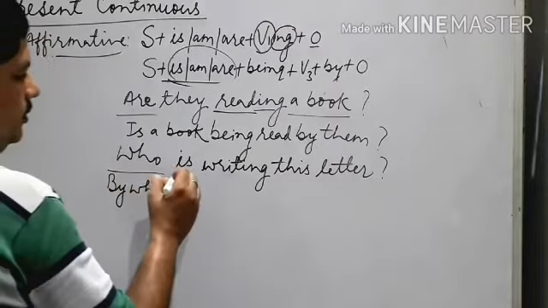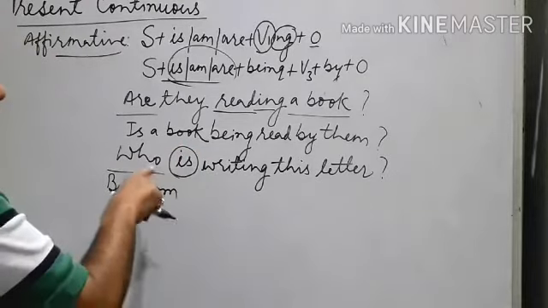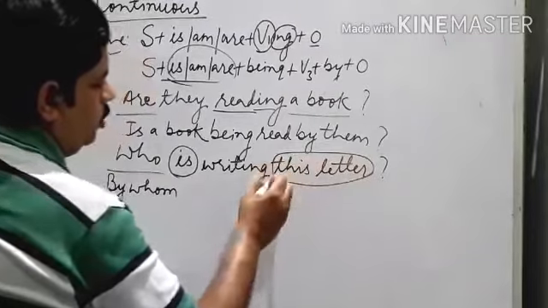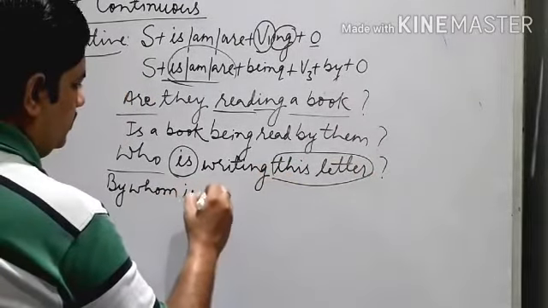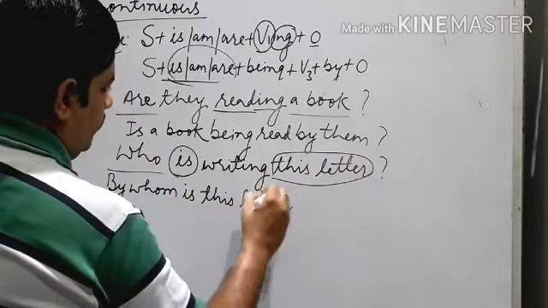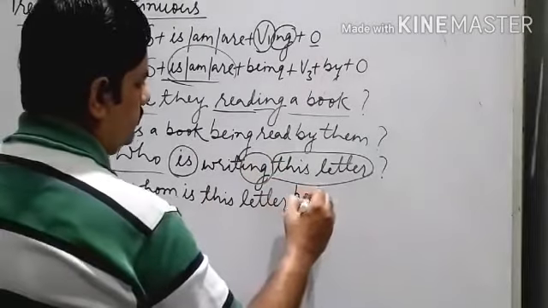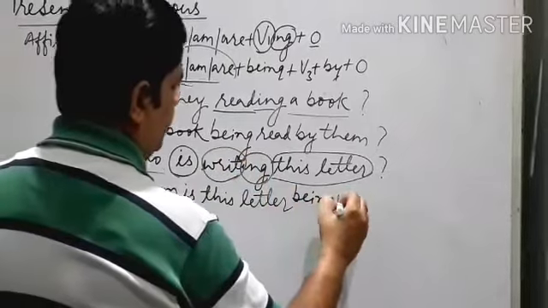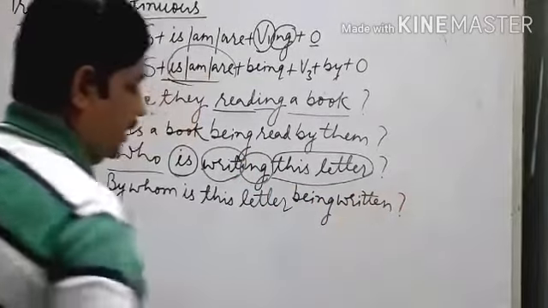Okay. Then you have to use these helping verbs not according to the subject, because the subject is not there. You use it according to the object. This is singular. So, by whom is this letter. Now I will change this ing into being. Being. And then the third form, written. Clear.